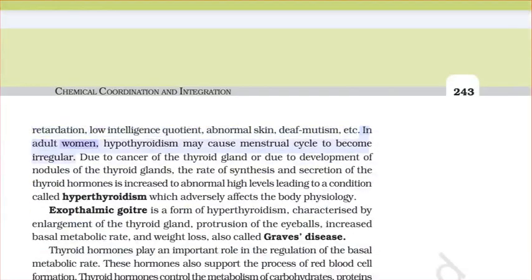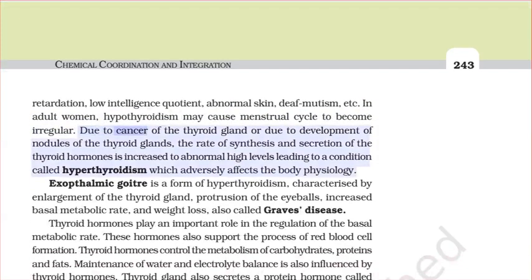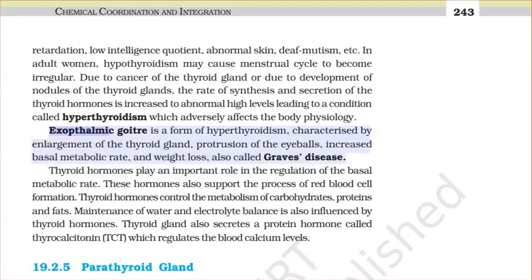In adult women, hypothyroidism may cause the menstrual cycle to become irregular. Due to cancer of the thyroid gland or due to development of nodules of the thyroid glands, the rate of synthesis and secretion of the thyroid hormones is increased to abnormally high levels, leading to a condition called hyperthyroidism, which adversely affects the body physiology. Exophthalmic goiter is a form of hyperthyroidism, characterized by enlargement of the thyroid gland, protrusion of the eyeballs, increased basal metabolic rate, and weight loss, also called Graves' disease.